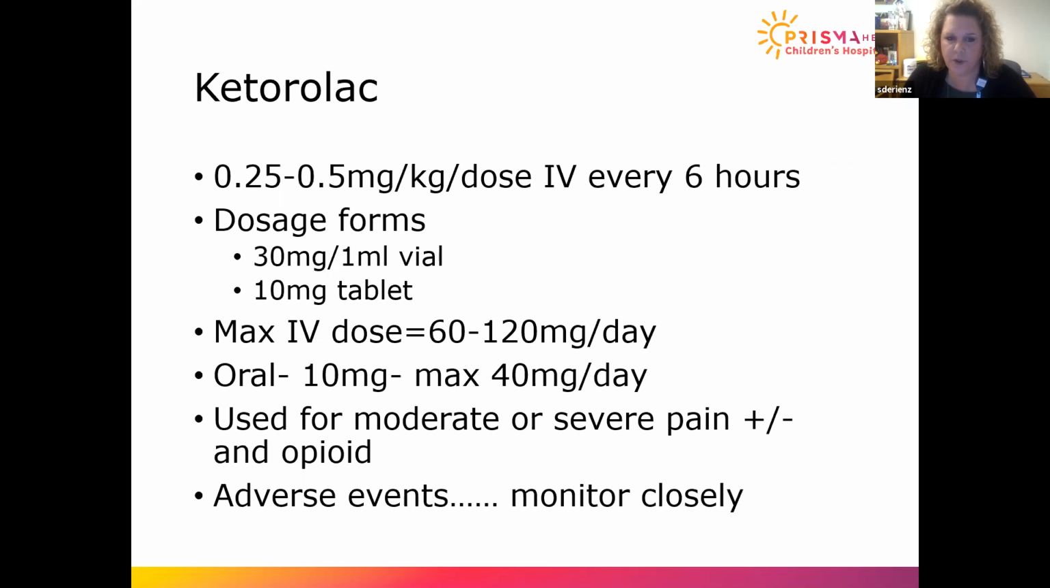The max dose per day of ketorolac, depending on what reference you look at, some will say 60 mg per day, some will say 120. And then for the oral, the max is 40 milligrams per day. In general, ketorolac is probably used more for moderate pain. I mean, it can be used for mild pain as a single agent, but you typically see it more for your moderate or severe pain issues, plus or minus an opioid.